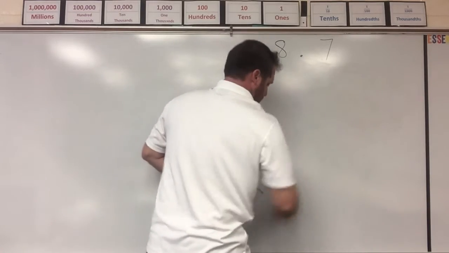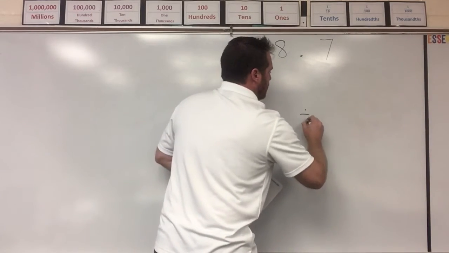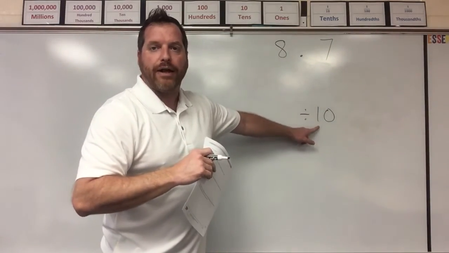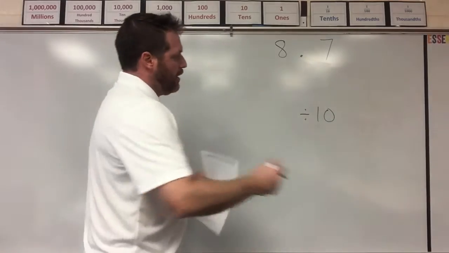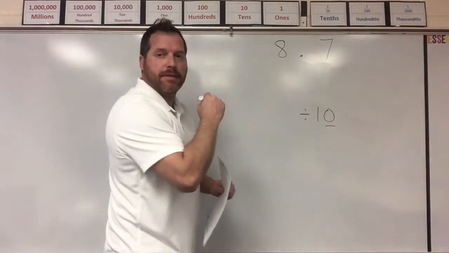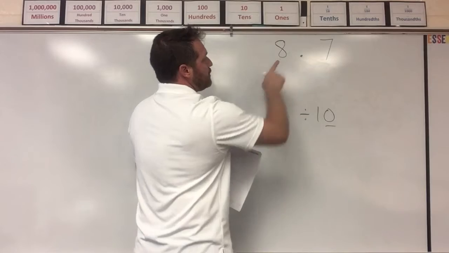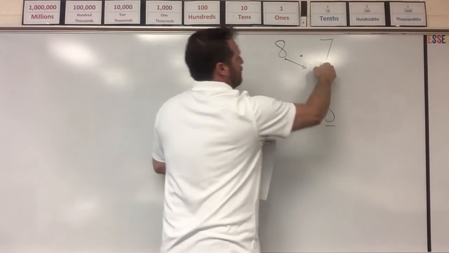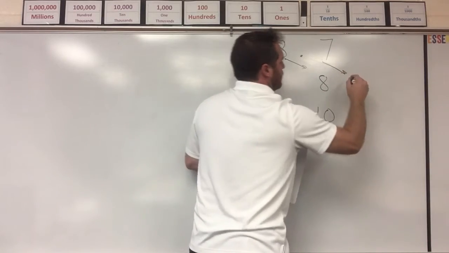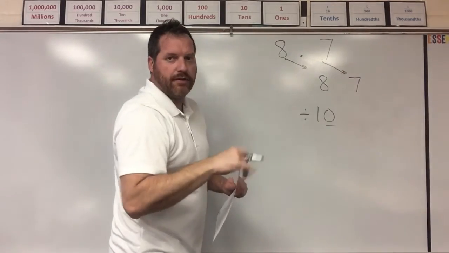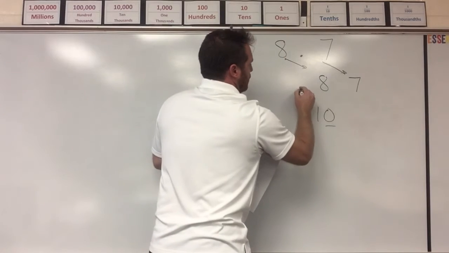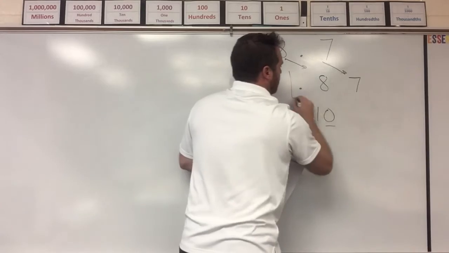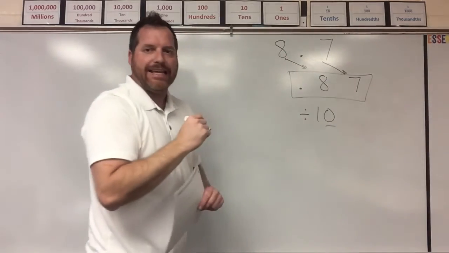Keeping the same number, but this time we are dividing by 10. If we divide by a number greater than 1, our answer gets smaller. The 0 here tells me how many places my digits move. So this 8 in my ones moves one place to the right, to the tenths. My 7 moves one place to the right, to my hundredths. Don't forget the decimal. So 8 and 7 tenths divided by 10 equals 87 hundredths.